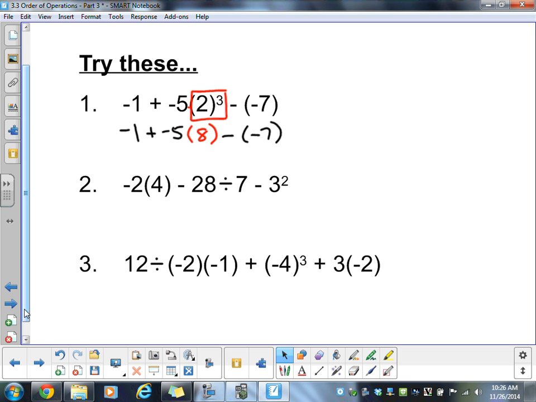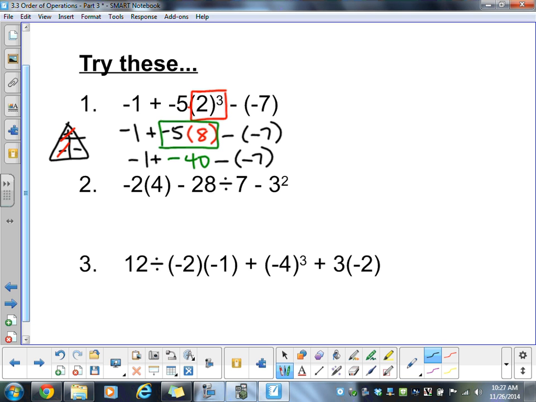Now we're going to do our multiplication and division from left to right, whichever comes first. It looks like I only have this one multiplication part. So I've got a negative 1 plus, now my multiplication is negative 5 times 8. So if I have a negative 5 times a positive 8, my answer is going to be negative. And in this case, it's going to be negative 40. And then I'm going to write down my minus negative 7.